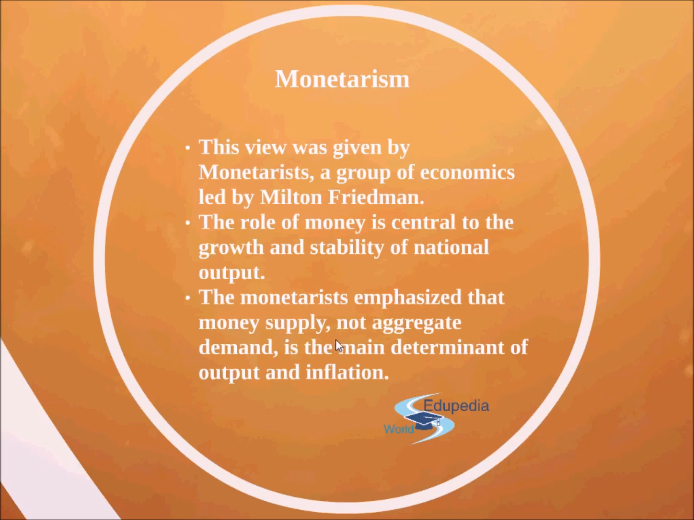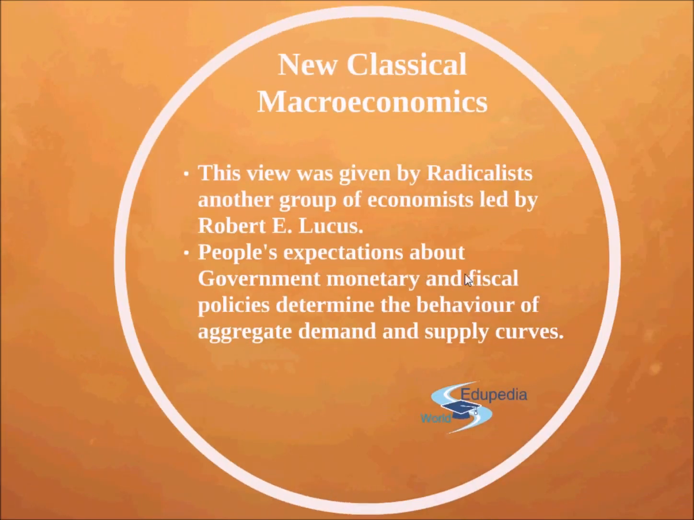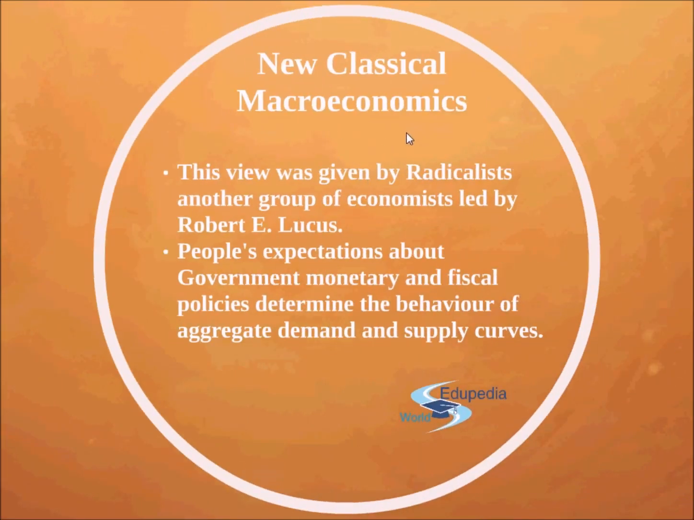So money supply in the economy plays a very important role in determining the level of the economy. Now after this, the next approach was the new classical macroeconomics. This particular approach was given by a group of economists who are known as radicalists, and this was led by Robert Lucas. Under this approach, it is assumed that people's expectations about government, monetary, and fiscal policies determine the behavior of aggregate demand and supply curves.